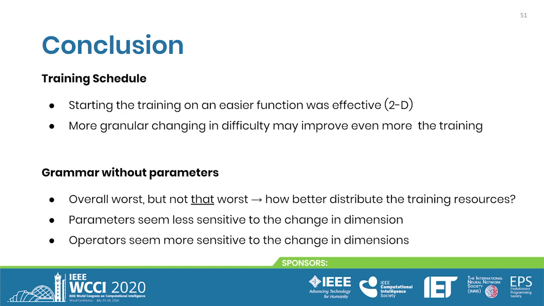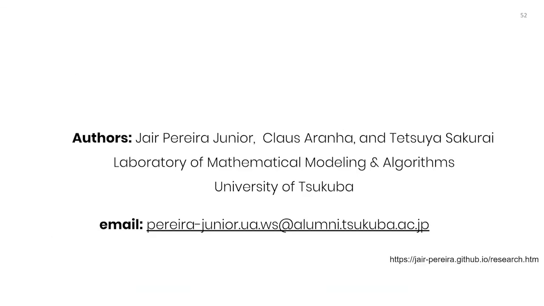As a conclusion, for the training schedule, starting the training on an easier function was effective, and a more granular change in difficulty may improve the training even more, something that we can explore in further research. Grammar without parameters was overall worse, but not that much worse. The parameters seem less sensitive to the change in dimension, as the operators seem more sensitive to the change in dimensions. So how do we better distribute those training resources?